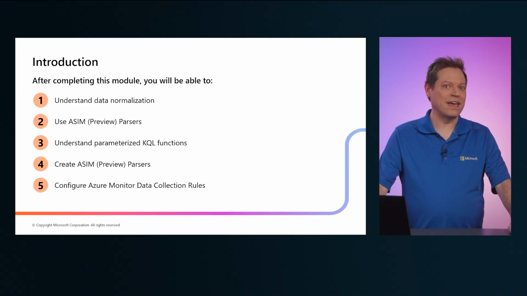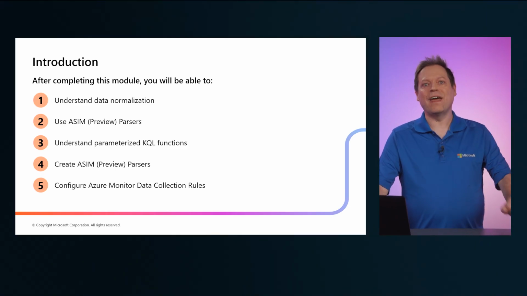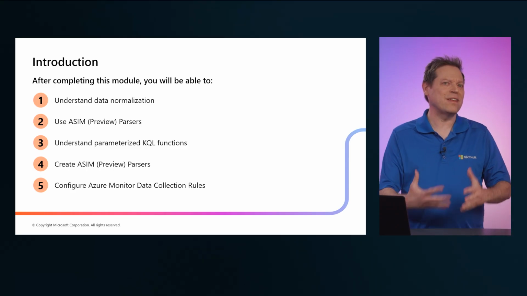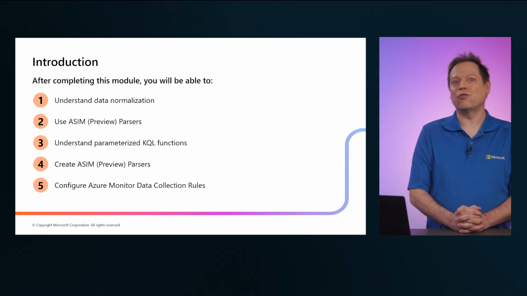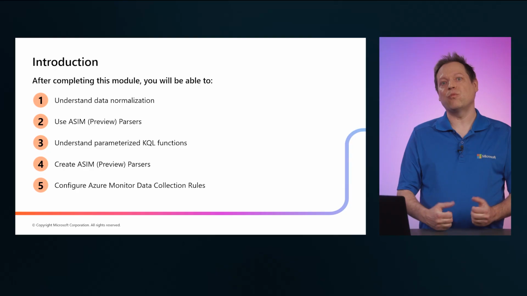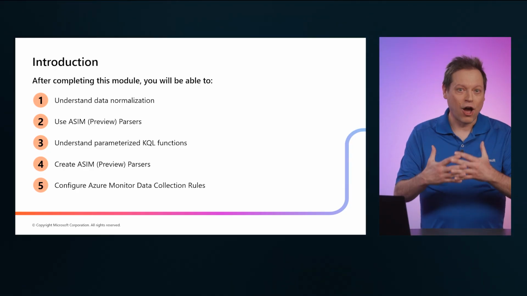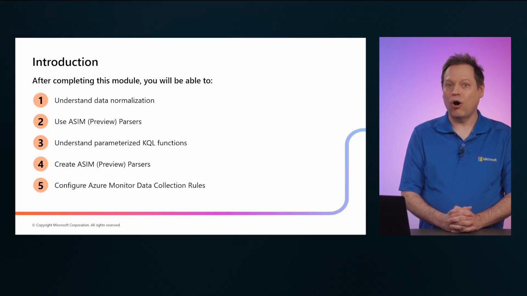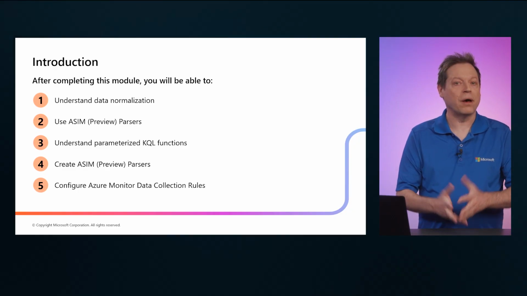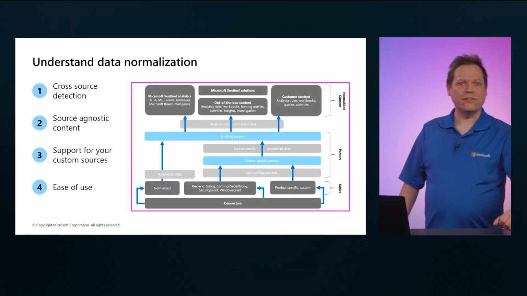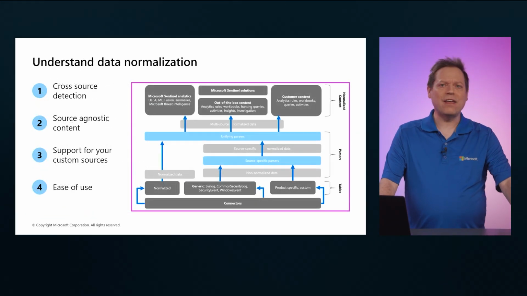The key takeaway is this: use Advanced Security Information Model, or ASIM, parsers instead of specific table names in your Sentinel queries. That way, you can view data in a normalized format and automatically include all data relevant to a schema in your query. So why normalize? There are four major benefits.